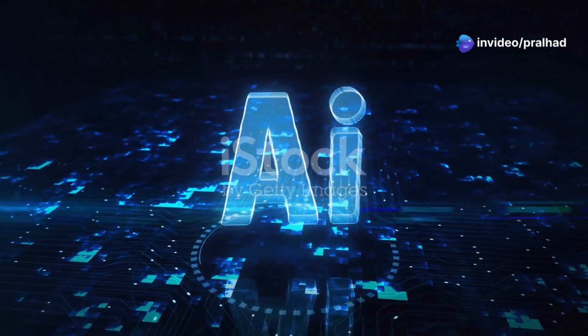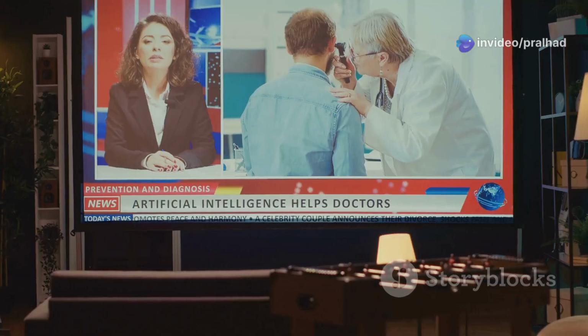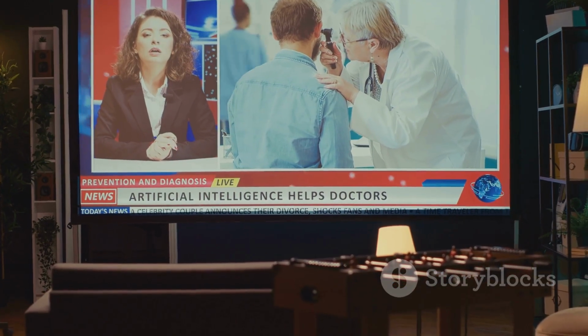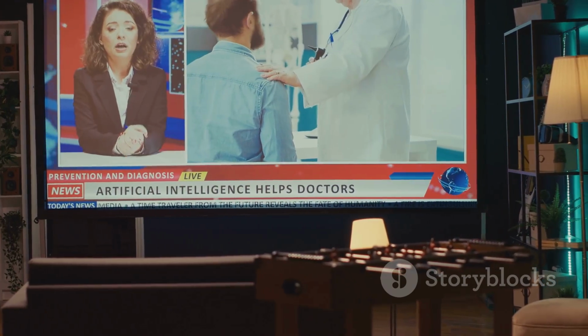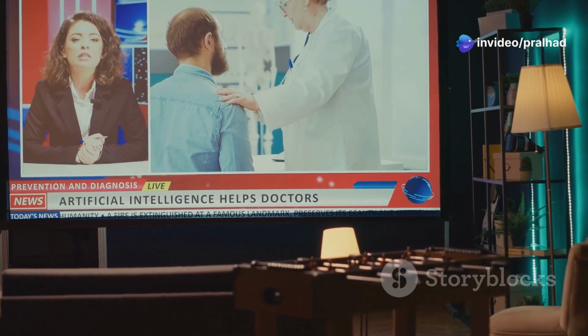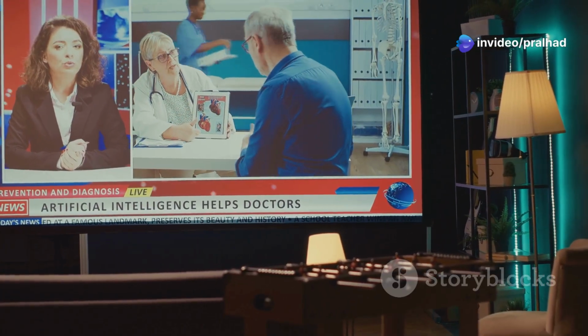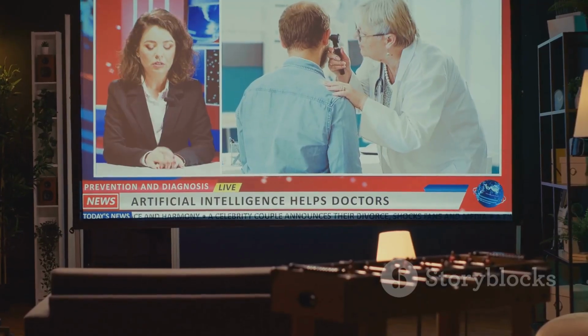AI, ML, and DL are already being used in a wide range of industries. Here are some examples. Healthcare. AI is being used to develop new drugs and treatments, diagnose diseases more accurately, and personalize patient care. The integration of AI in healthcare is revolutionizing the way we approach medical challenges. From predictive analytics to robotic surgeries, AI is making healthcare more efficient and effective.